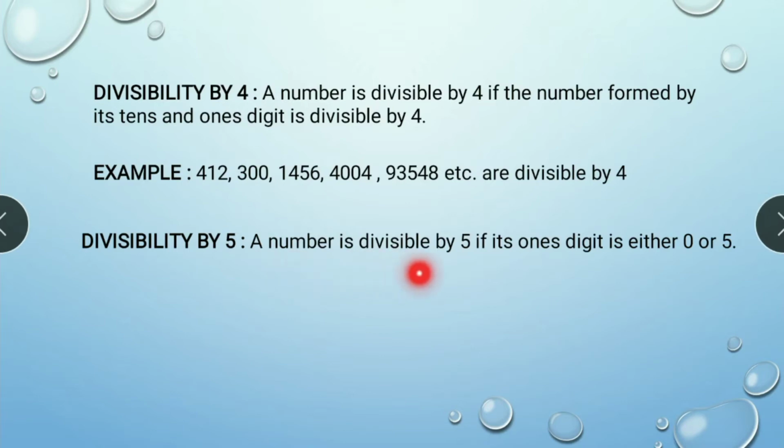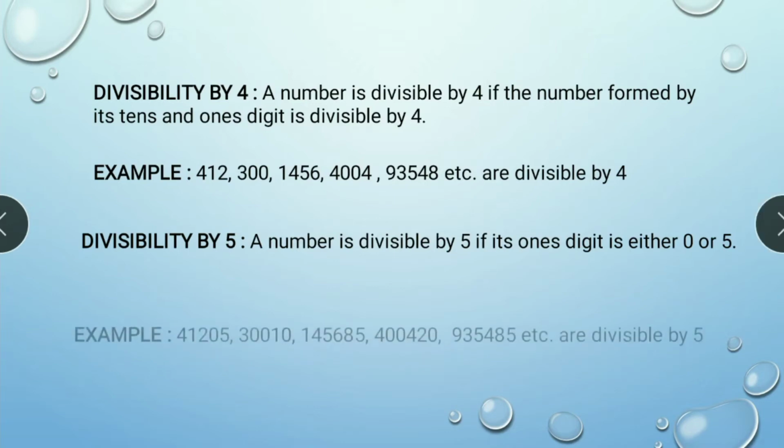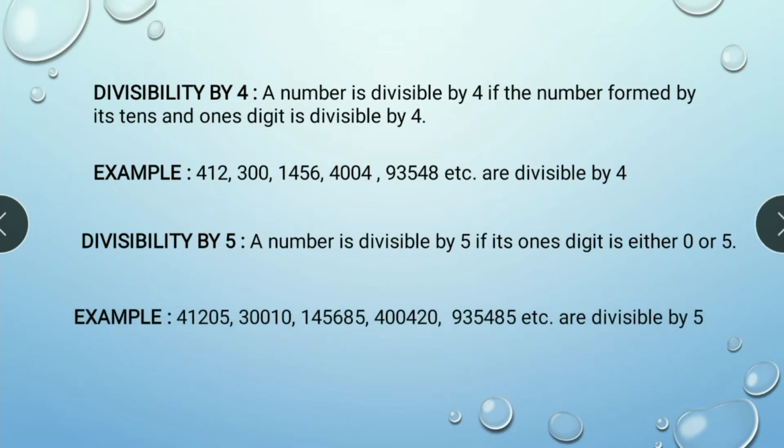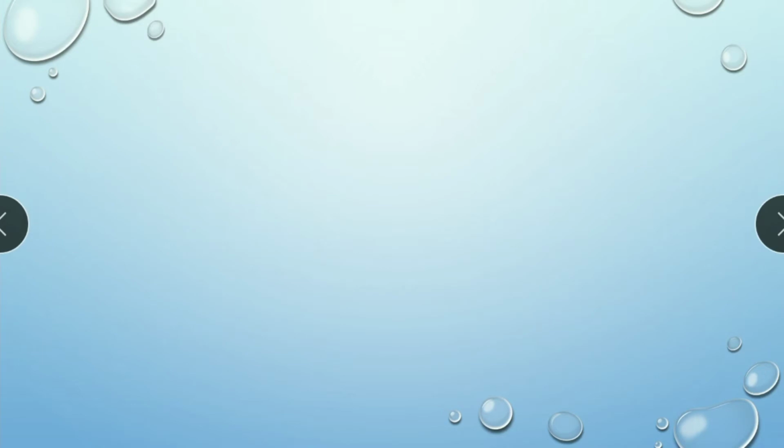Now let's see the rule of divisibility of 5. A number is divisible by 5 if its ones digit is either 0 or 5. Isn't it very easy? If the number is having 0 or 5 at its ones place, then it will be divisible by 5. See, here we have some numbers and see each number having 5 or 0 at ones place. See here, it has 5, then 0, then 5, again 0 and 5. So all these numbers are divisible by 5 because all these have 5 or 0 at ones place. Understood? Good.